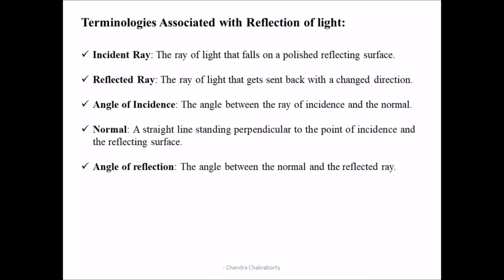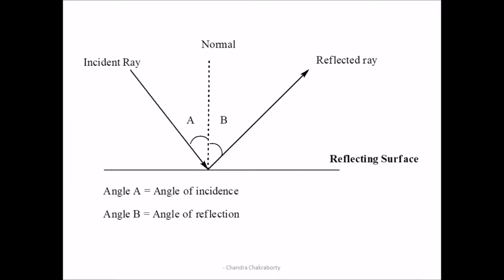Now, angle of incidence. The angle between the incident ray and the normal is called the angle of incidence. Here, angle A represents the angle between the incident ray and the normal, and it is called the angle of incidence.